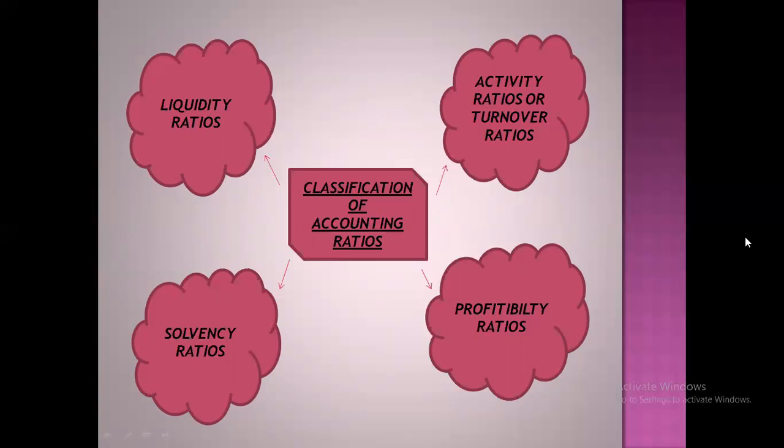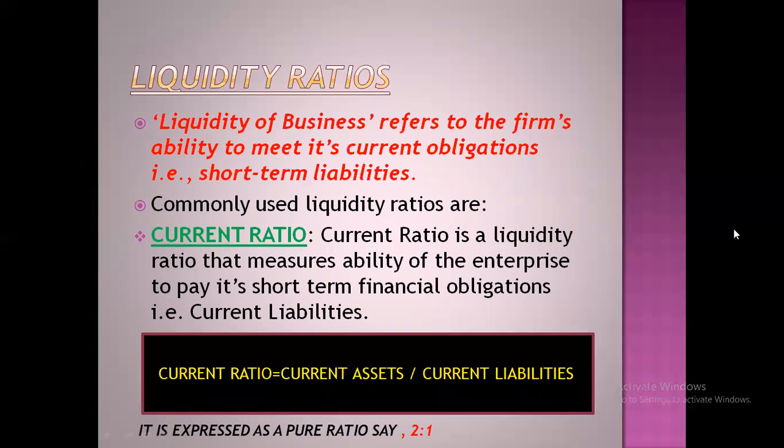And the next is profitability ratio. These ratios include gross profit ratio, operating ratio, operating profit ratio, net profit ratio, and return on investment. These ratios can be measured by its profitability, either the profitability of the firm is efficient, good, or not.